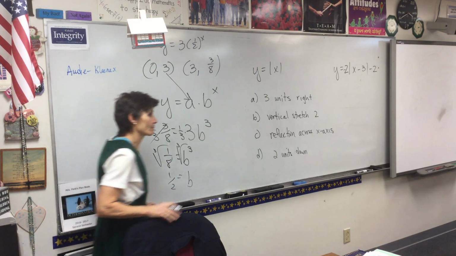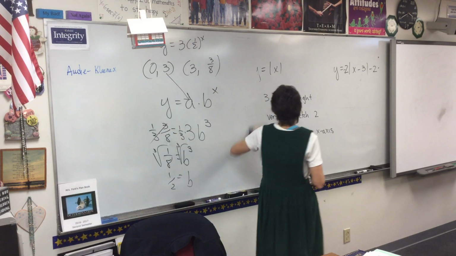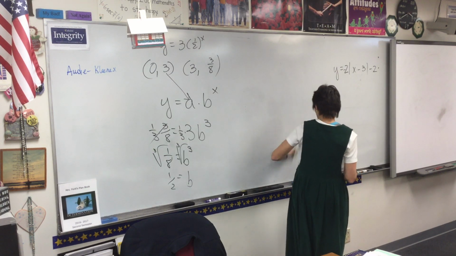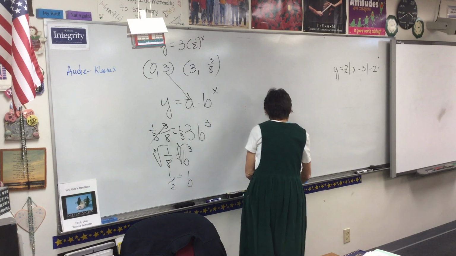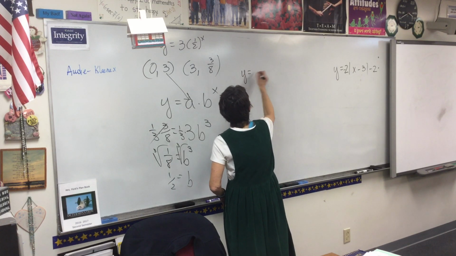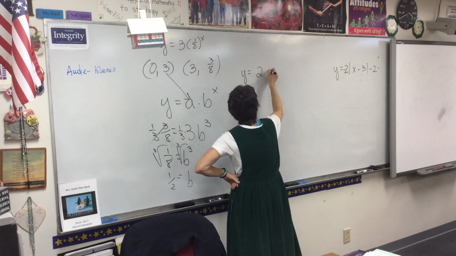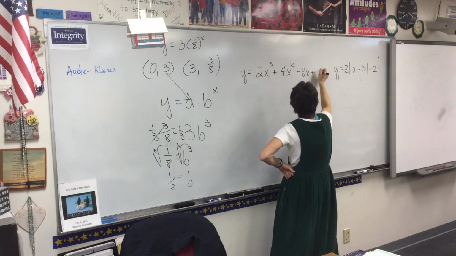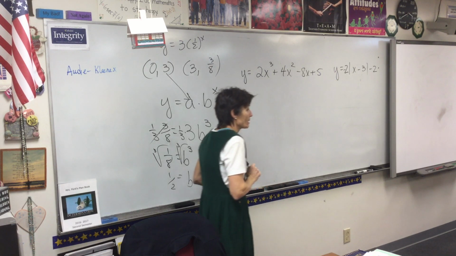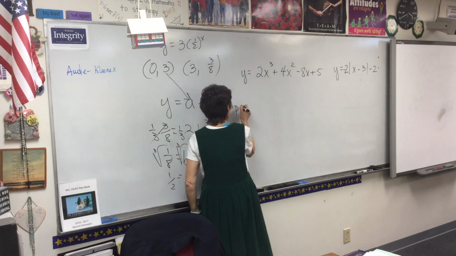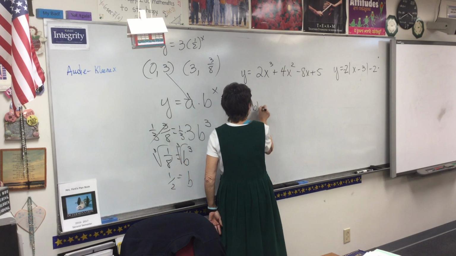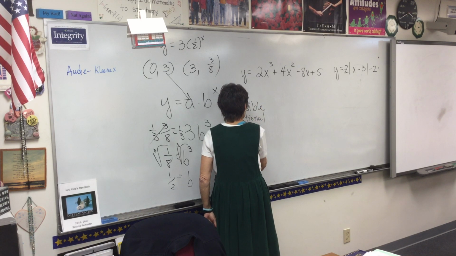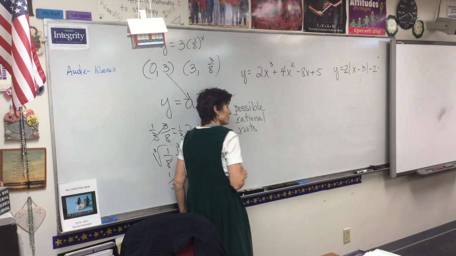All right, look over PRRs, to find the possible rational roots. So we have some kind of function that looks like this. And we have to find the PRRs, which are the possible rational roots.